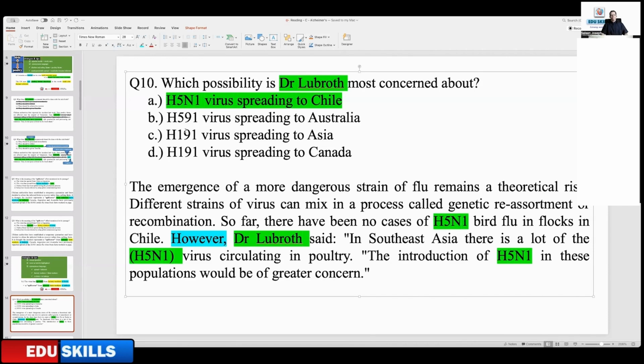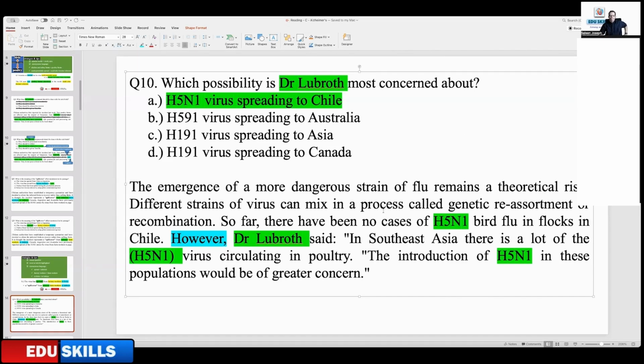Does the passage anywhere speak about H191 or H591? No. So definitely there is no confusion, because you see here he is saying so far there have been no cases of H5N1 bird flu in flocks. C and D are opposite, no? Asia and Canada. Now we have selected A.